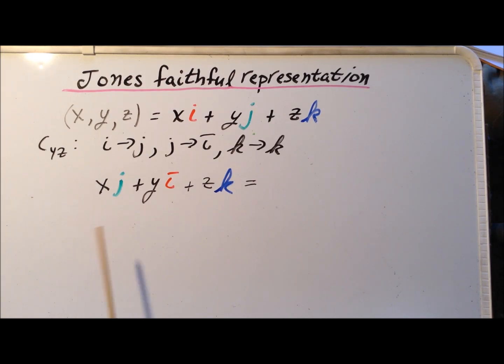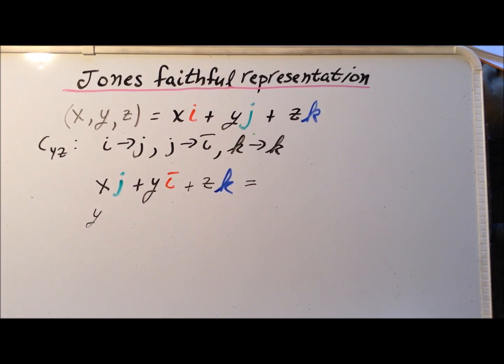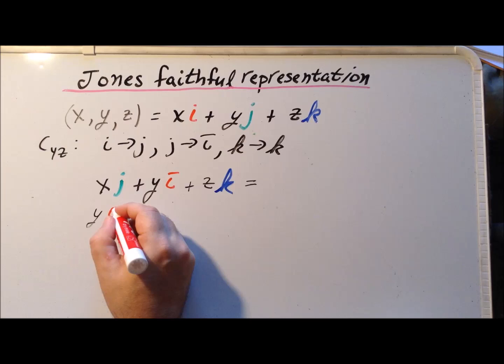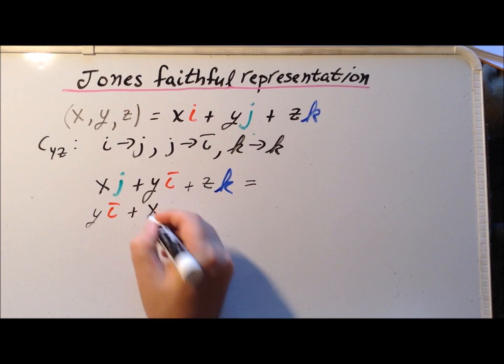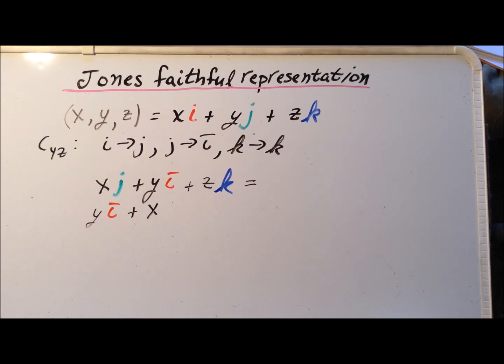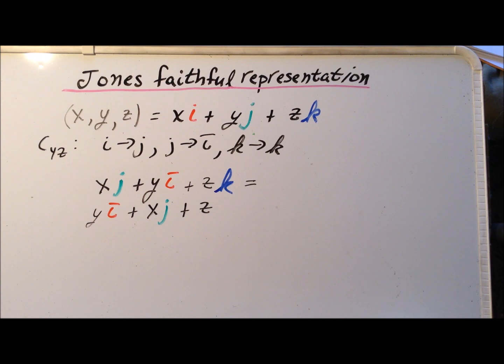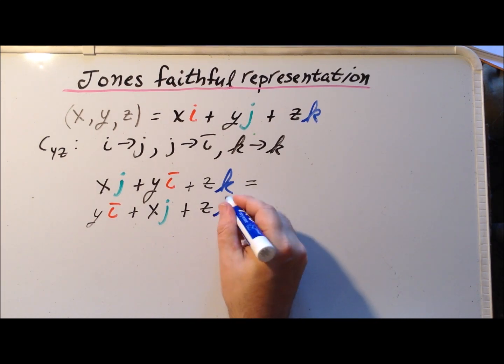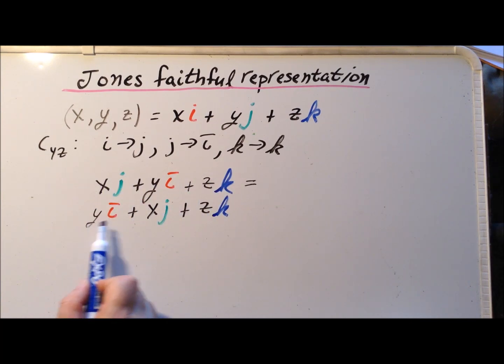Let us simply rewrite this in such a way that the expressions for i, j, and k go in order. So we have y times minus i, plus x times j, plus z times k. Note that all we've done here is just rewrite this particular expression so that we have i, j, and k in order.